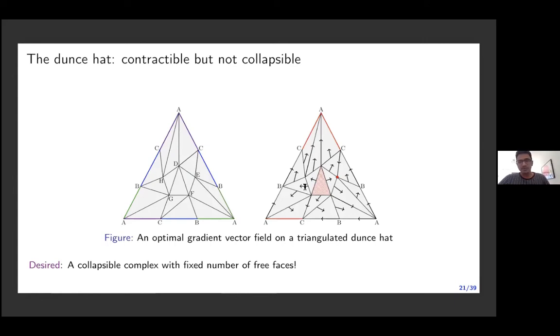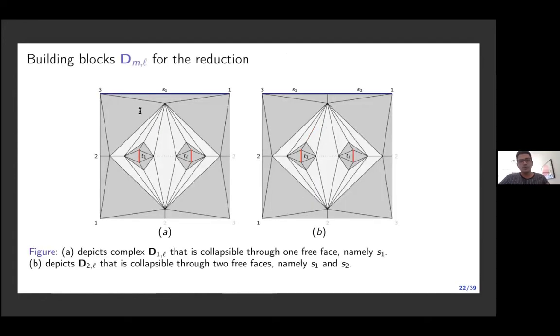What we actually desire for our construction is a collapsible complex, but with a fixed number of free faces. So over here, you get a complex of that kind. Here you again identify this side to this side to this side, whereas this side remains free. And in this example, you identify this side to this side to this side, whereas the top side remains free.